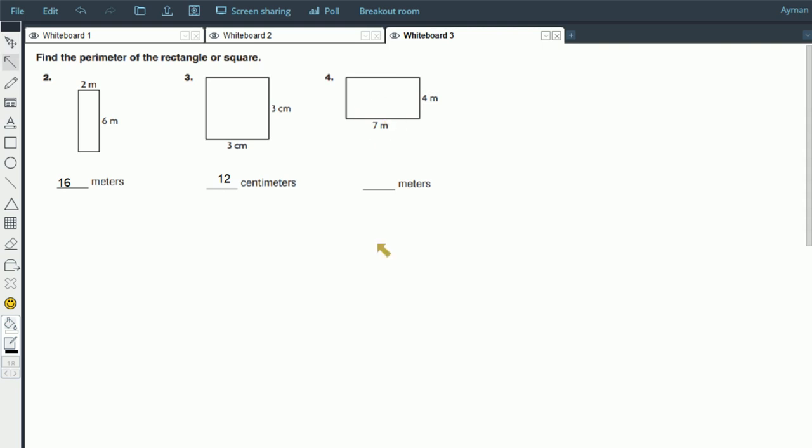Question 4. Solve question 4, guys. Go ahead, Khalifa. 24. 14 plus 8. Is 14 plus 8 24? Yes, 22. Thank you, Khalifa. This is completely right, Khalifa. 22. Thank you, Abdulaziz. 22. Completely right. Question 4 will be 22.